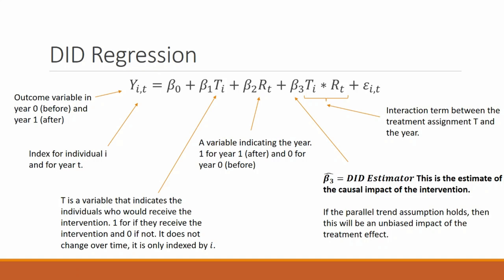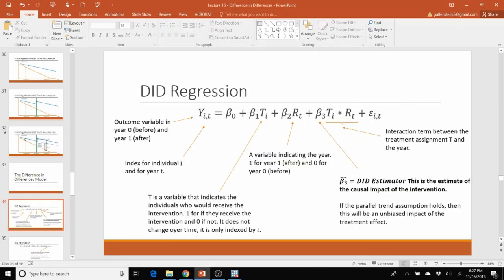The outcome variable is measured in year zero, before a program is implemented, and in year one, which is after it was implemented. All right. Now, T, as you see, your capital T in the regression, is a variable that indicates the individuals who would receive the intervention. So T equals one if an individual receives the intervention, and zero if they do not.